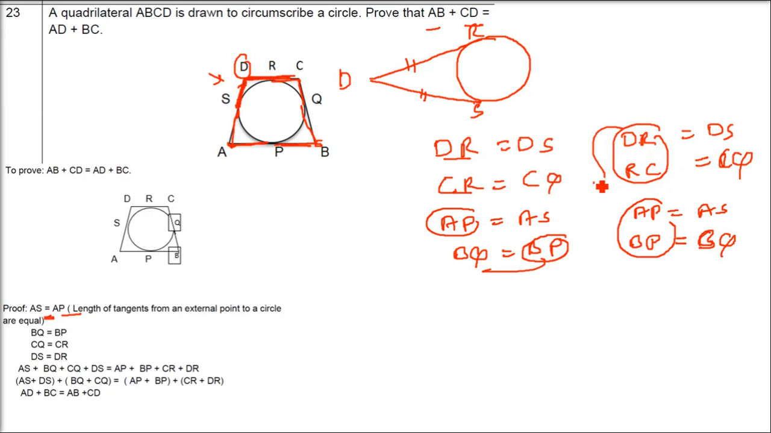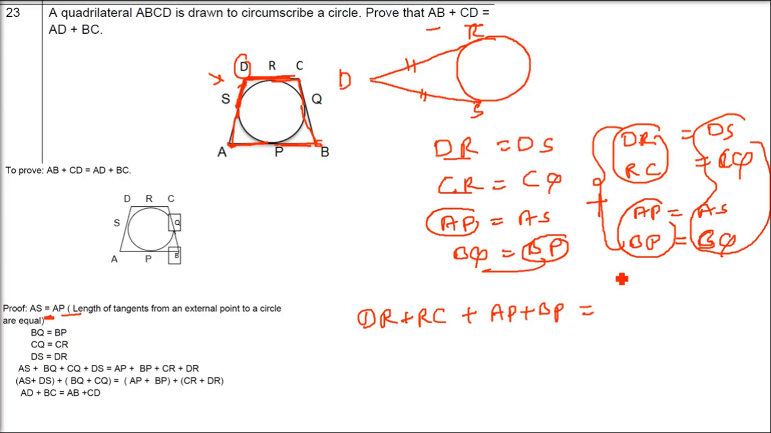So DR plus RC, you have to write total DR plus RC and AP plus PB. I'm just suggesting that this DR plus RC and AP plus PB equals DS plus AS. Now you can combine DS and AS. You don't write DS plus CQ. You write DS plus AS. I'm just connecting the dots so that we get the proper answer. Okay. Now this CQ and BQ, BQ will be becoming BC.